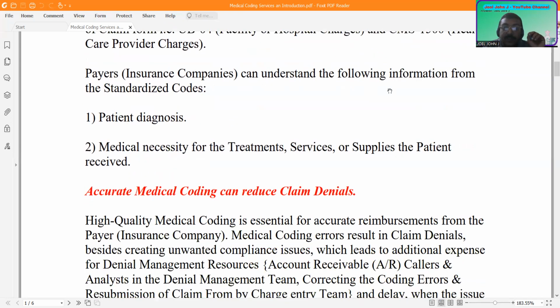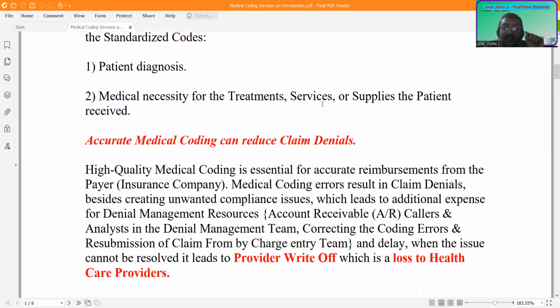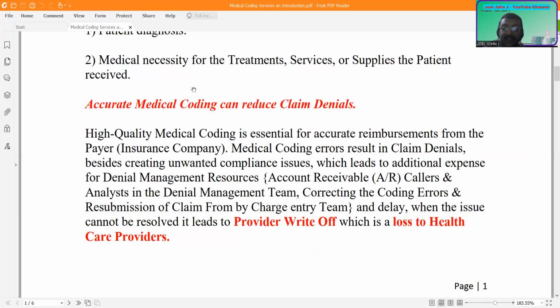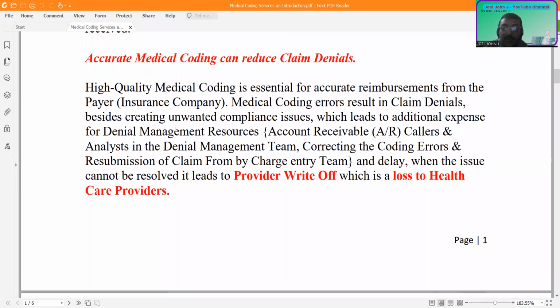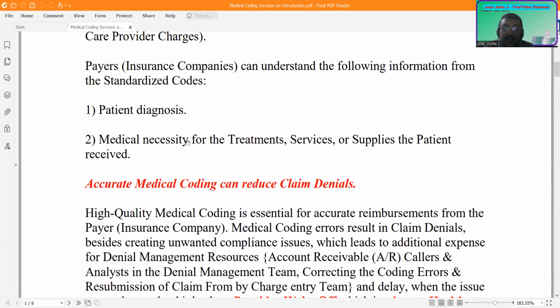Payers, the insurance companies, can understand the following information from the standardized codes. Patient diagnosis, that's ICD-10 codes. Medical necessity for the treatment, services and supplies the patient received. This medical necessity will be given by the NCD and LCD guidelines, which are given by Medicare. Those things will be taken care of by the denial management team, and also the modifier, whether they can do this with a modifier. All those things will be given by the NCCI edit sheets, which give the information whether this ICD-10 code and CPT code are inconsistent with, or will be inconsistent with, the modifier. So that is how the diagnostic part happens.